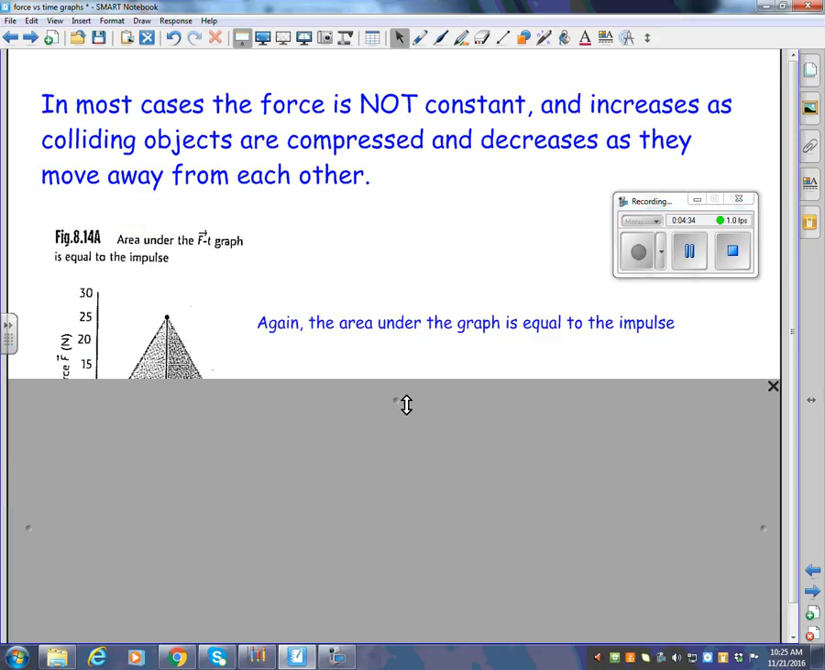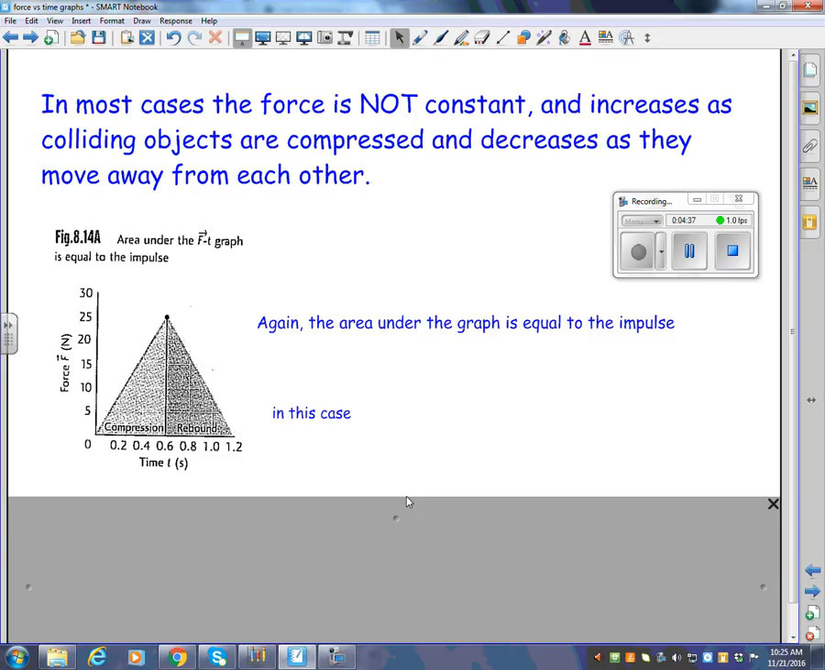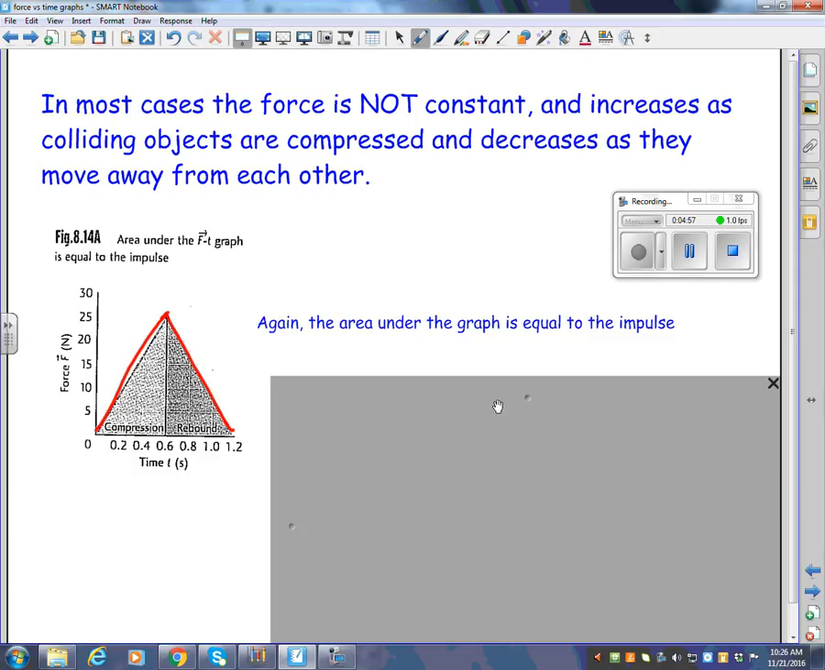And so you would likely get a graph that kind of looks like that. The force increases, and then the force decreases. Do the numbers here matter? No. And again, the area under the graph is equal to the impulse. What's the letter that we use for impulse? J. J is F times T.